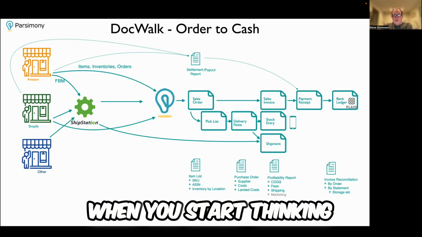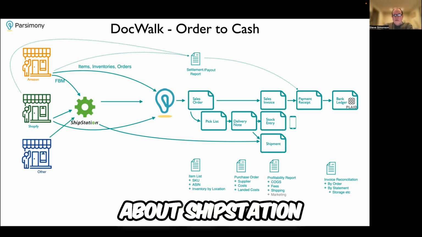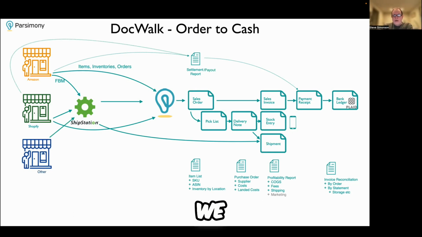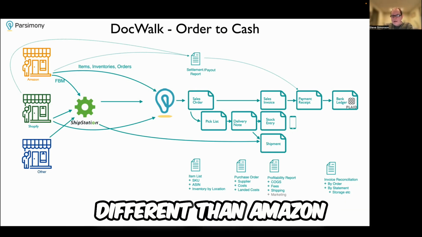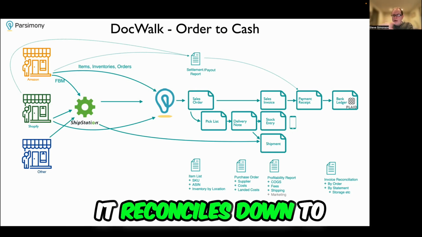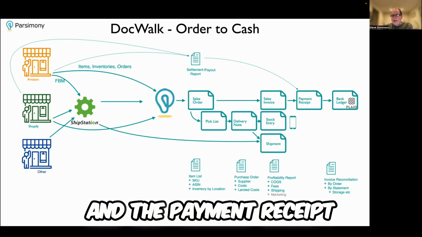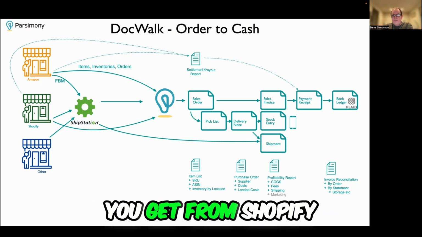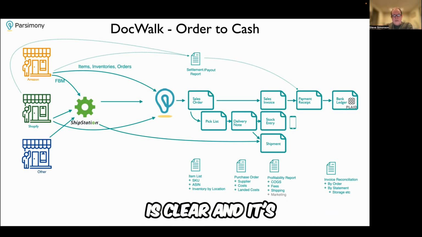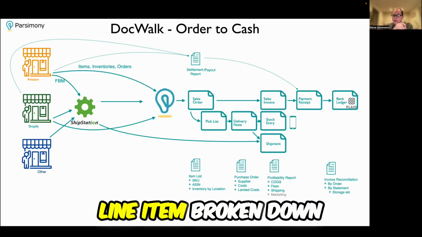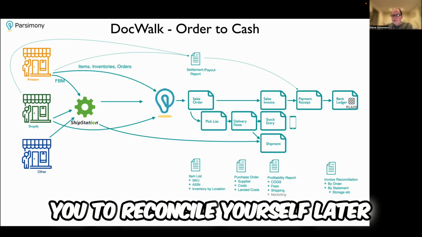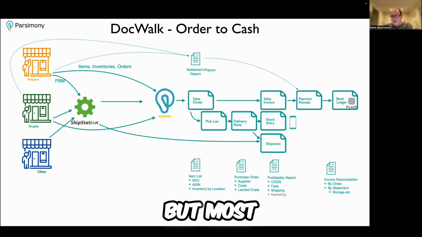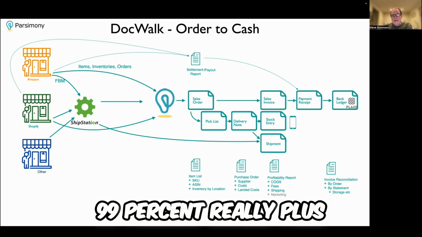Finally, when you start thinking about ShipStation, Shopify, we also have settlement reports for Shopify because they're different than Amazon. But once again, it reconciles down to the penny, and the payment receipt you get from Shopify is clear, and it's line item broken down, and whatever exceptions exist will be shown for you to reconcile yourself later. But most, 90+% of it, 99% really, plus is automated.